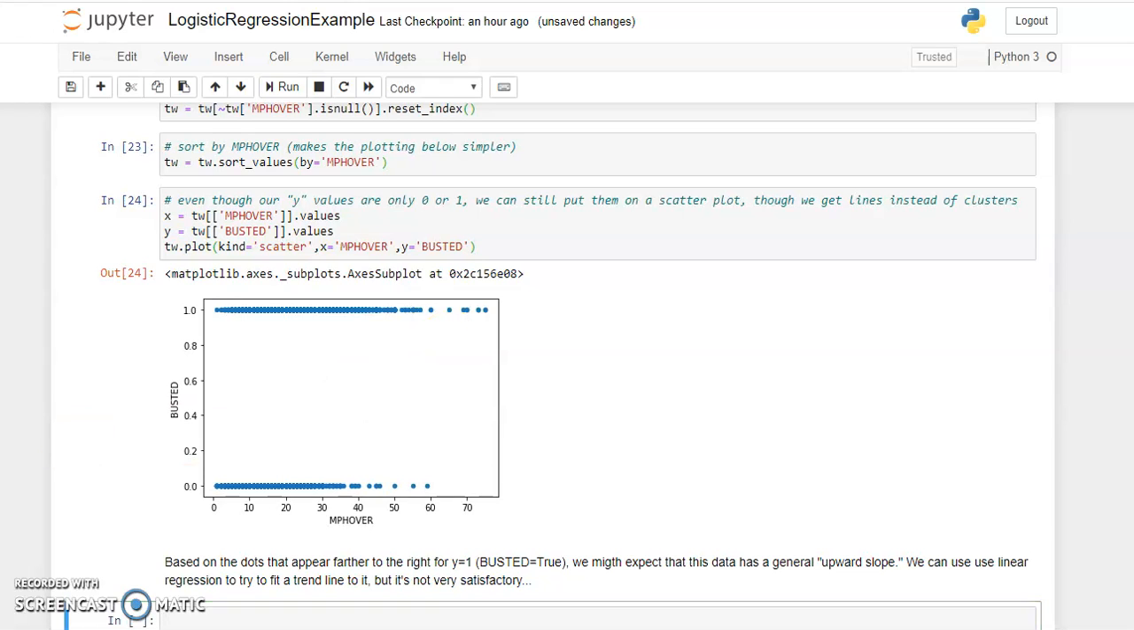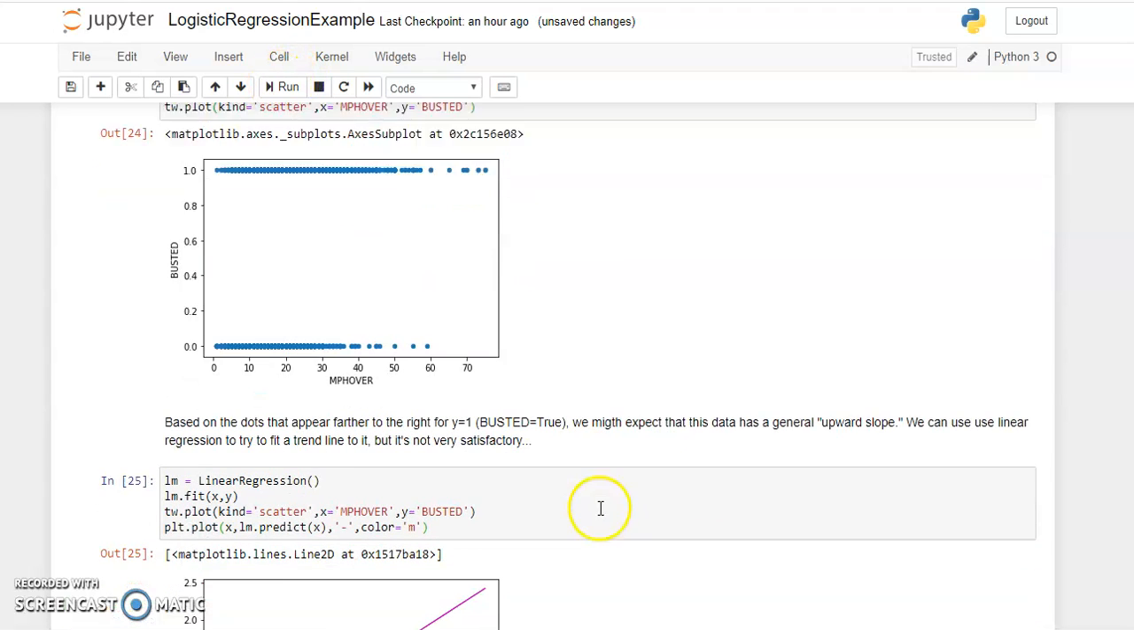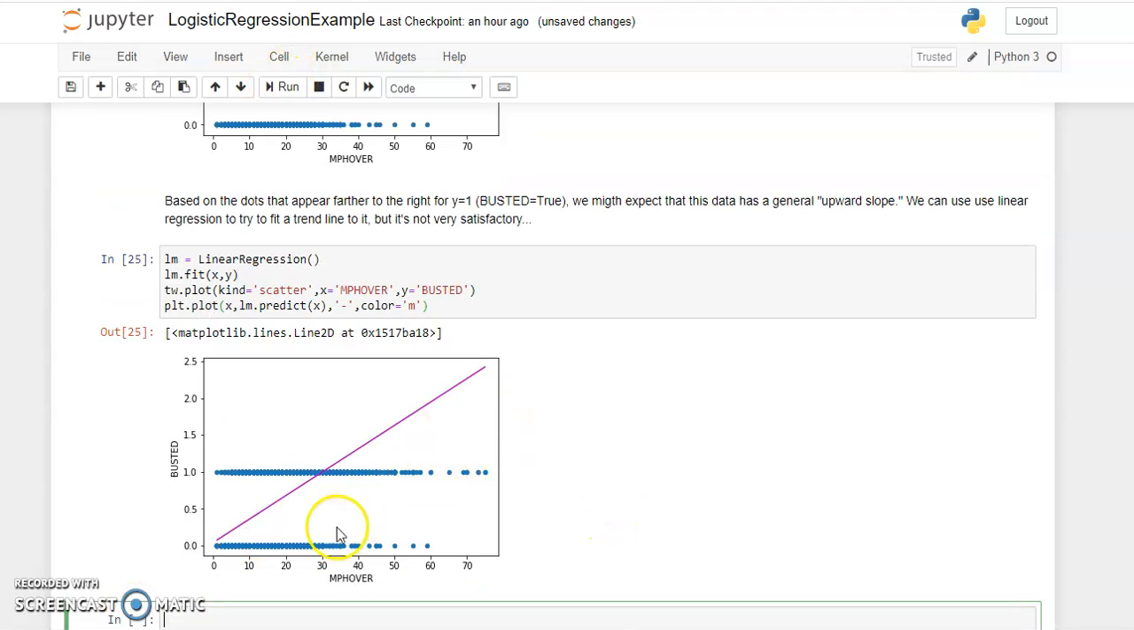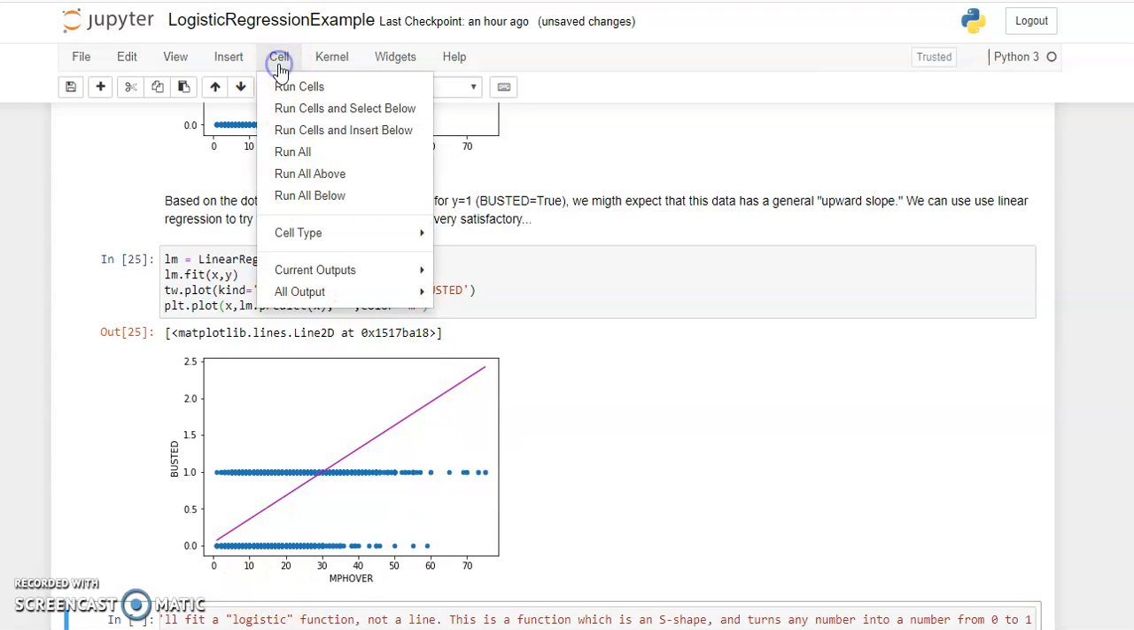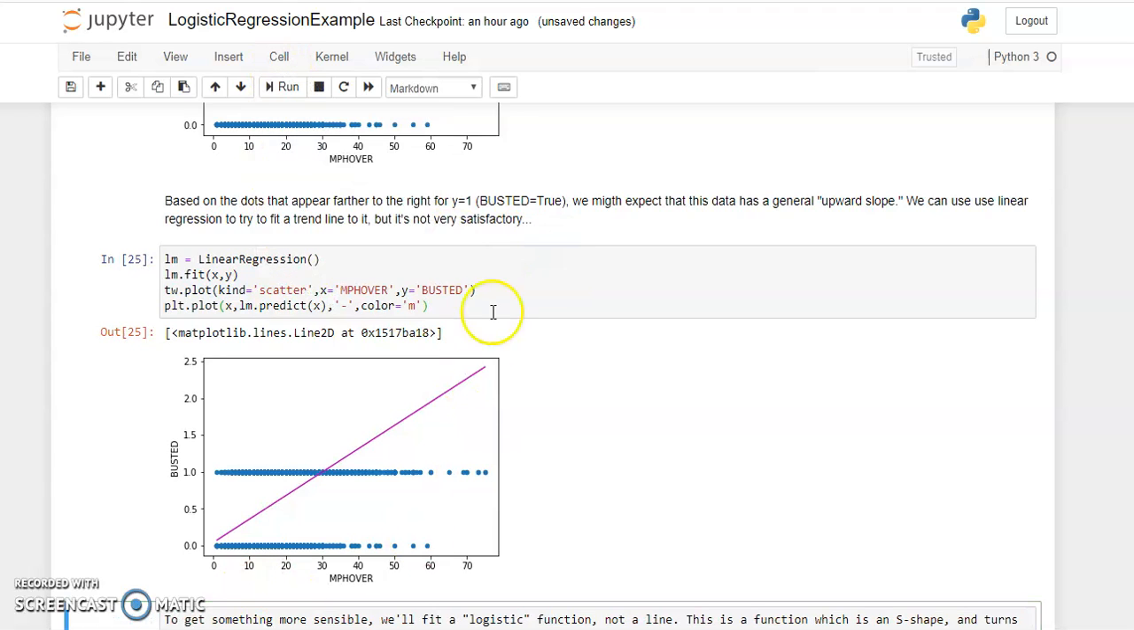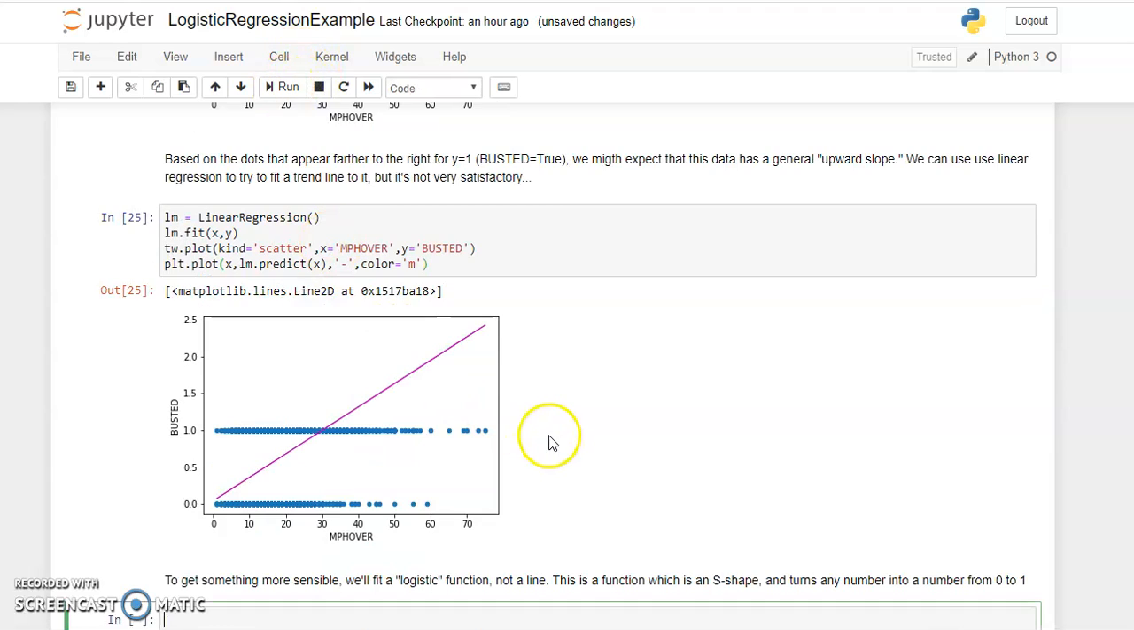And if we want to, we can actually try and fit a line to this, although it's a little unusual to try to do that, right? We get this sort of weird looking thing. This is where we sort of reach the limits of our linear regression because we're trying to fit a line to something that doesn't really make sense as a line. And so instead, this is where we're going to fit a logistic function.